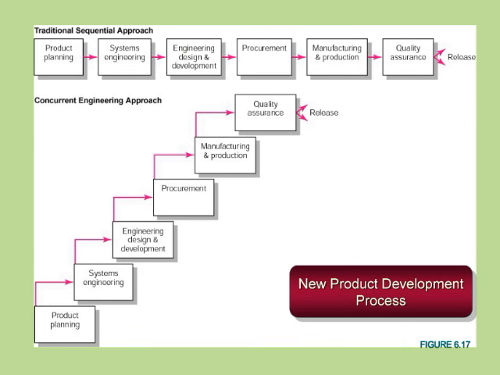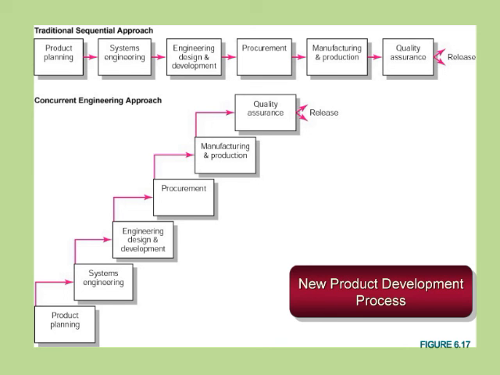If we look at our traditional sequence for new product planning, we would plan the product, then do some systems engineering, then do some design and development, then do purchasing and procurement, then we'd manufacture, then we'd do some QA, and then release the product. Well, in that thinking, if this is truly a linear relationship, it will take a long time to get products to market.